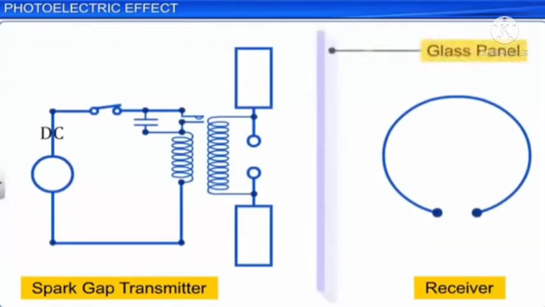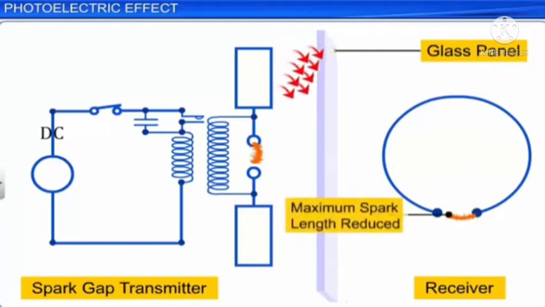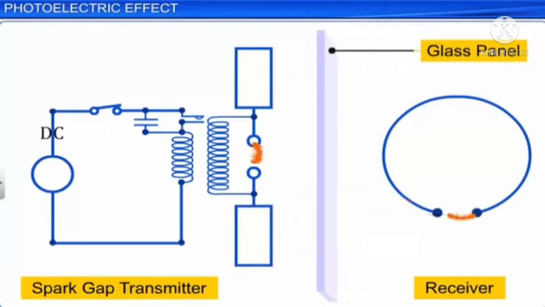When he placed a glass panel between the source of the electromagnetic waves and the receiver, the glass panel absorbed ultraviolet radiation. This radiation had helped the electrons jump across the gap. Hence, the spark was longer before the glass panel was placed. This was due to the photoelectric effect.